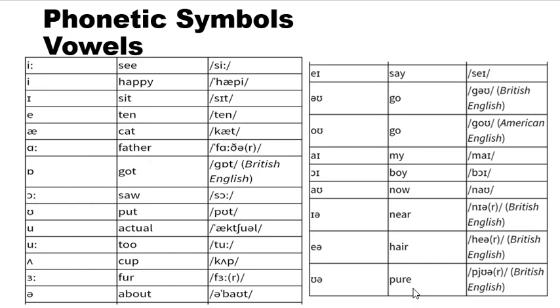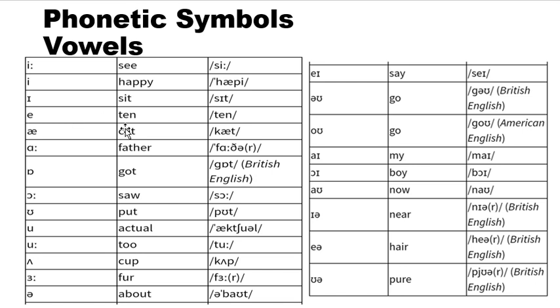Well, these are the phonetic symbols of vowels. So first of all, on the top we have E as in see, E as in happy, E as in sit. So these are two similar sounds, E and E, happy and sit.